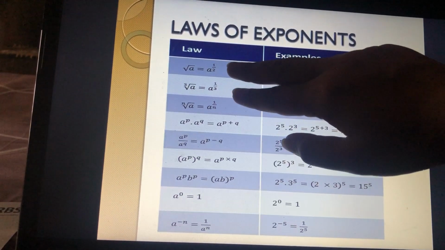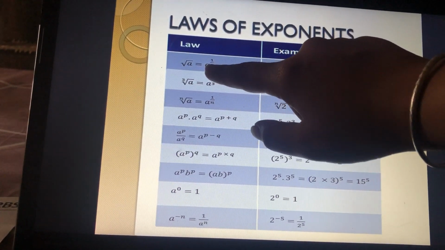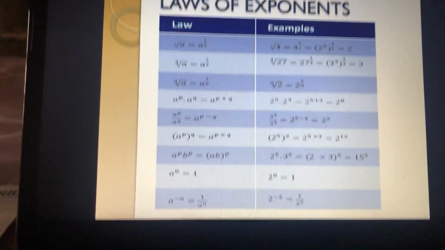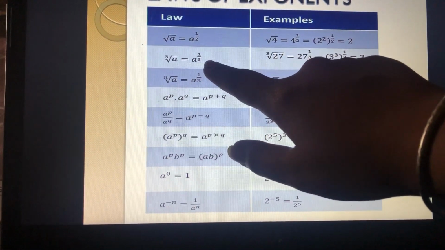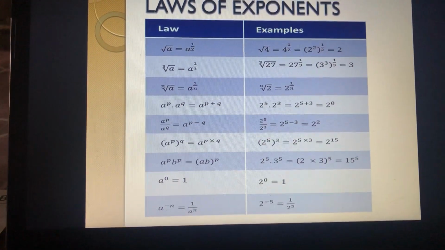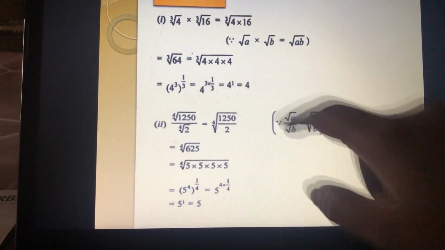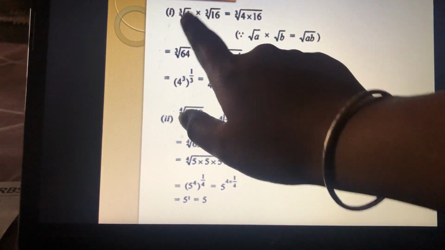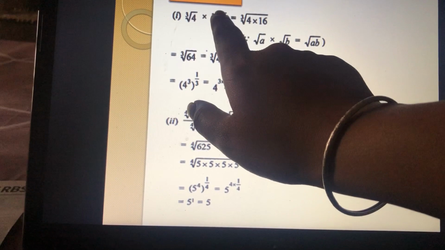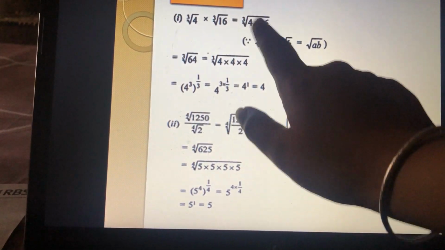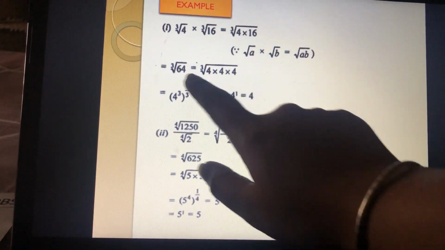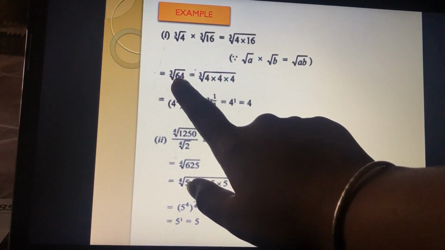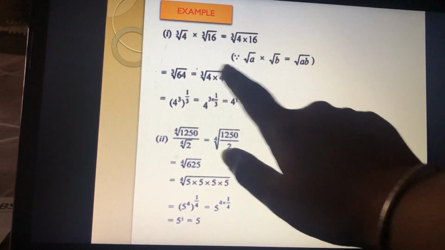Now the new thing is these three. Root a means the power is in rational form, that is 1 upon 2. Cube root of a, this, and nth root of a is this. These are some examples. When we multiply two numbers with the same power, the numbers will multiply and the power becomes common. This is the law. After multiplying we get 64. 64 means 4 into 4 into 4.